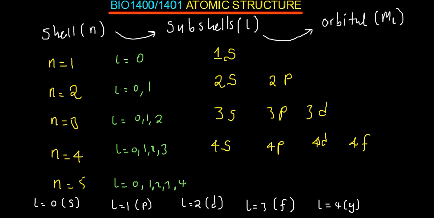So for the fifth energy level, we have L being equal to 0, that is an S orbital. L being equal to 1, that is a P orbital. L being equal to 2, that is a D orbital. L being equal to 4, that is the F orbital. Sorry, L being equal to 3, I've swapped them. L being 0, S; 1, P; 2, D; 3, F; and L being 4, that is a G orbital. Since they're coming from the fifth energy level, this is going to be 5S, 5P, 5D, 5F, 5G.